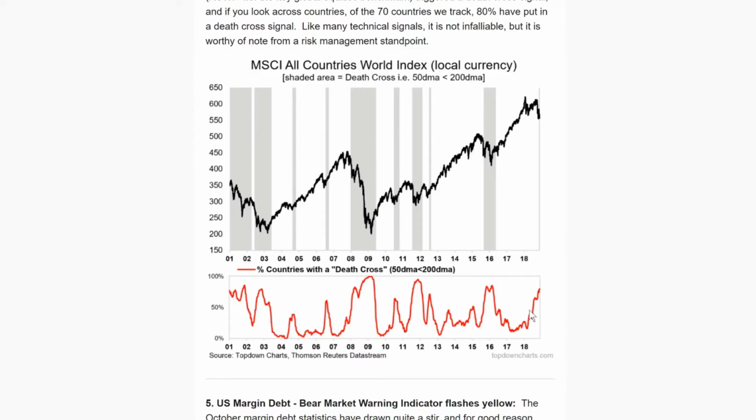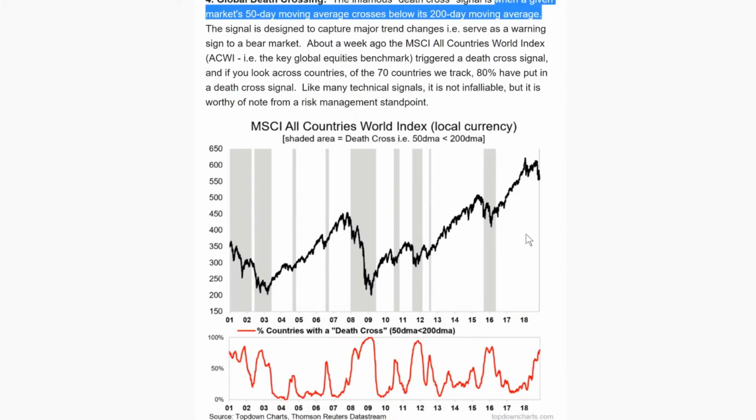But they did start coming through around the turn of the year, which I guess in hindsight was a bit of a warning. And I guess like all breadth measures, these can provide contrarian signals as well, as long as the market doesn't change its trend. But at this point, with this many markets in a death cross, and with the ACWI itself in a death cross, it's definitely worth noting from a risk management standpoint, because it can be a false signal, but it can be a true signal, and we're pretty late in the cycle.